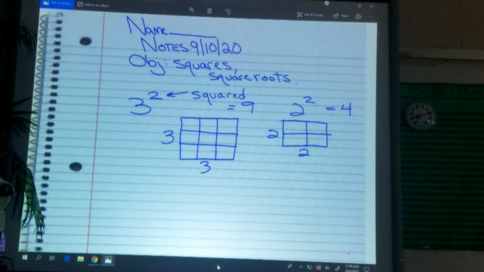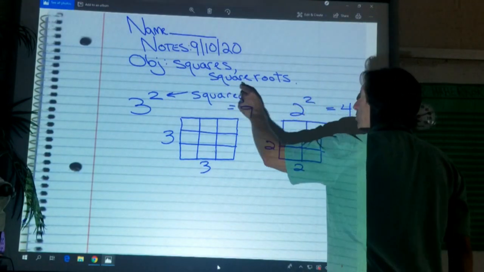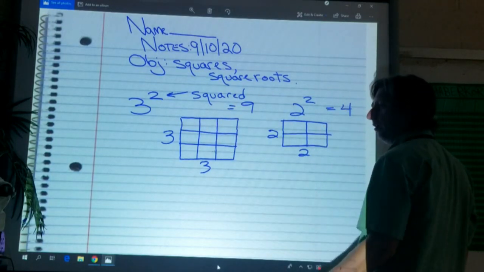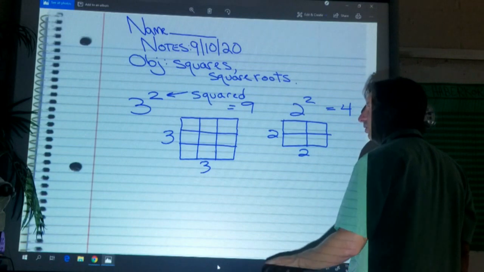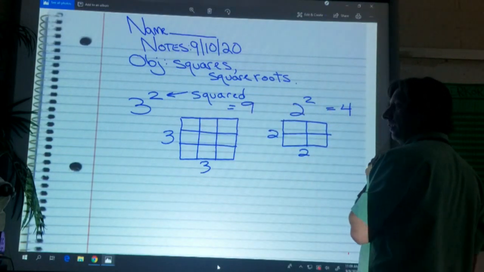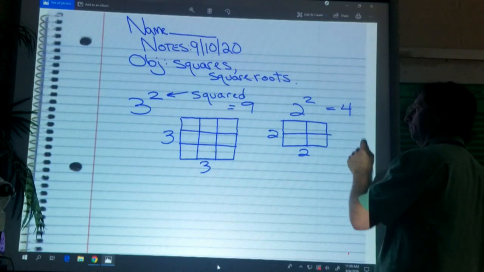So we could also do the opposite of that. And that's where this thing comes in called square root. So square root is when they give you the area. All right, so we'll use this same one here. I'm going to erase the 2. If you need to copy that down, hit pause.